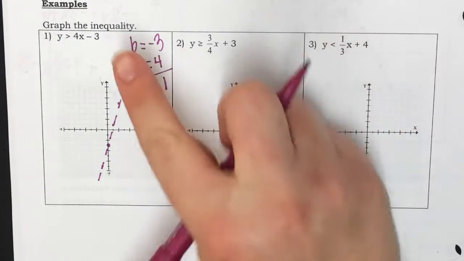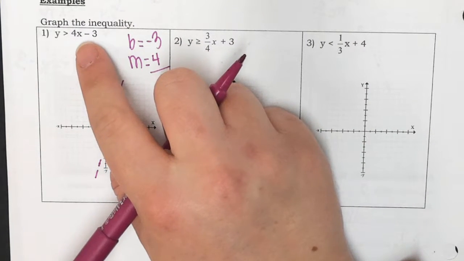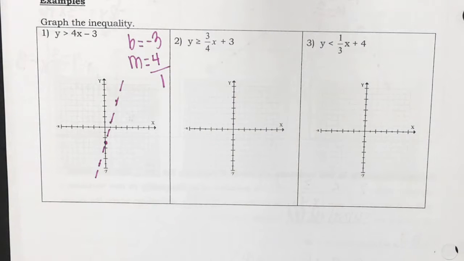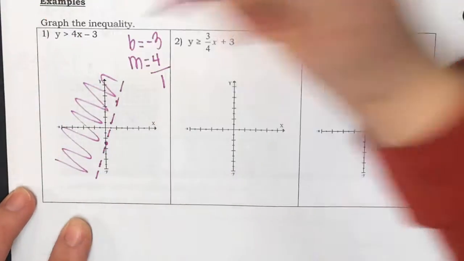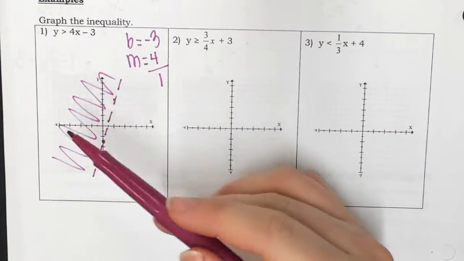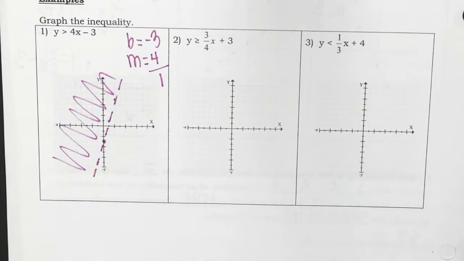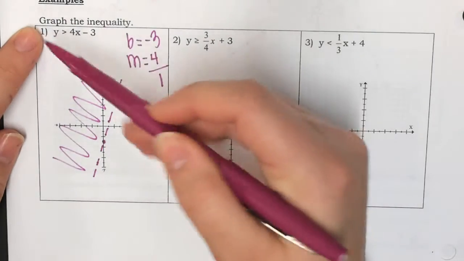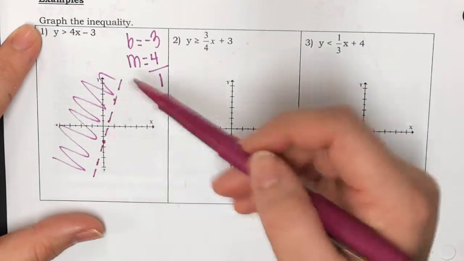What kind of symbol am I using? Greater or less than? Greater. So the solution is bigger. So does it go on top or bottom? It's bigger, so top. So now all you need to do is shade in the bigger, the greater, the top. So what does this mean? This means that the solution that makes this inequality true is somewhere above this line.